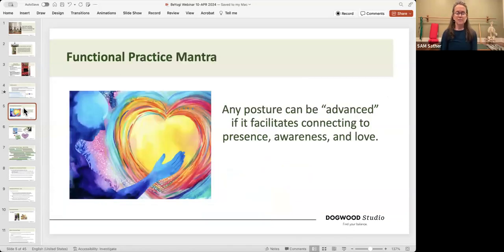I love starting with this. Think of a mantra, maybe pause, close your eyes, if it feels safe, or soft gaze. And let's step in with an open mind, open heart. Think about any posture can be advanced if it facilitates connecting to presence, awareness, and love. Any posture can be advanced when it facilitates connecting to presence, awareness, and love.